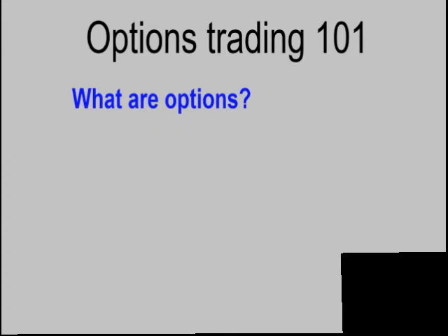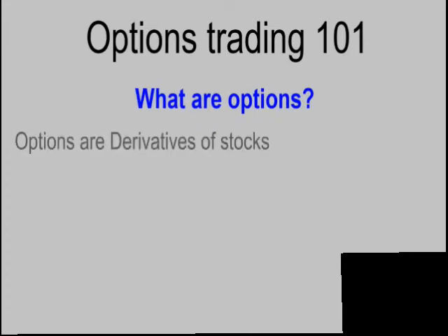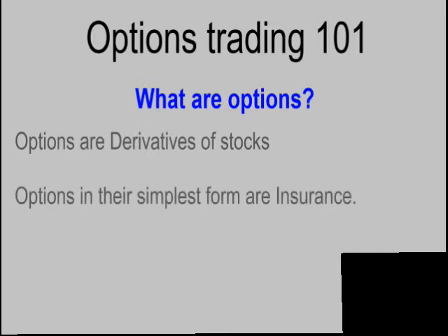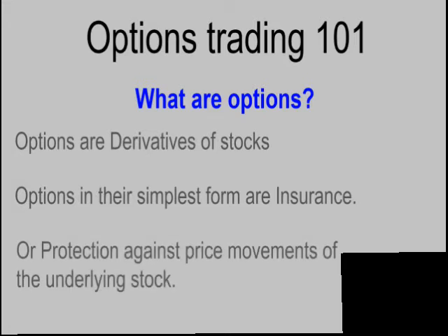Options Trading 101. So, what are options? Essentially, options are derivatives of stocks. A derivative means that it derives its value from something else. It's not worth anything on its own. It points to something else for value. Options are a derivative of stocks, so if there were no stocks, there could be no options. Knowing that, you now know that options move when stocks move. But in the simplest form, they're basically insurance policies. They protect you against price movements of the underlying stock, based on which one you choose.